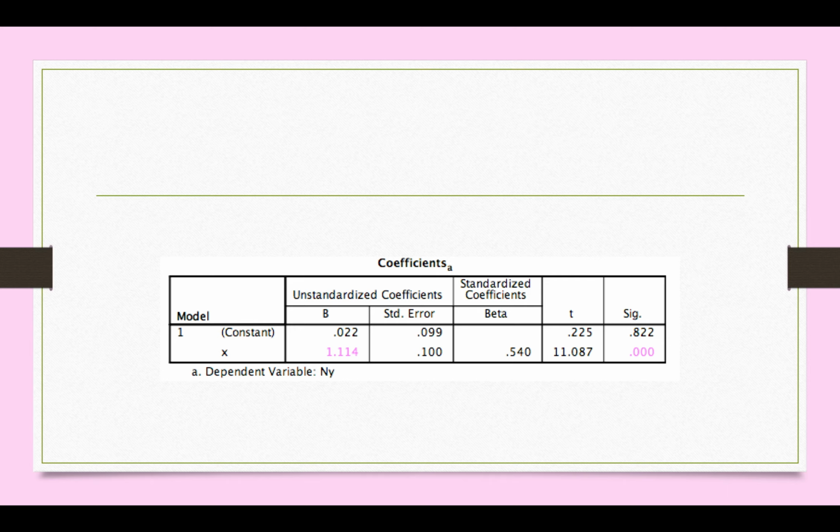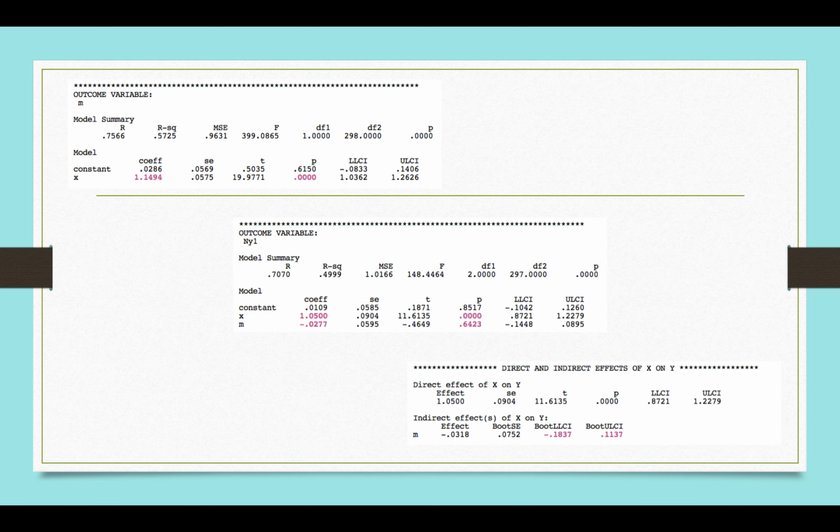So, in our regression, 1.114 is our C, and it's significant, so we can say there is a relationship between X and Y. Because the B path is significant and the C path is significant, we can conclude that there is a partial mediation, so we fail to rule out mediation. So, we run another mediation analysis.